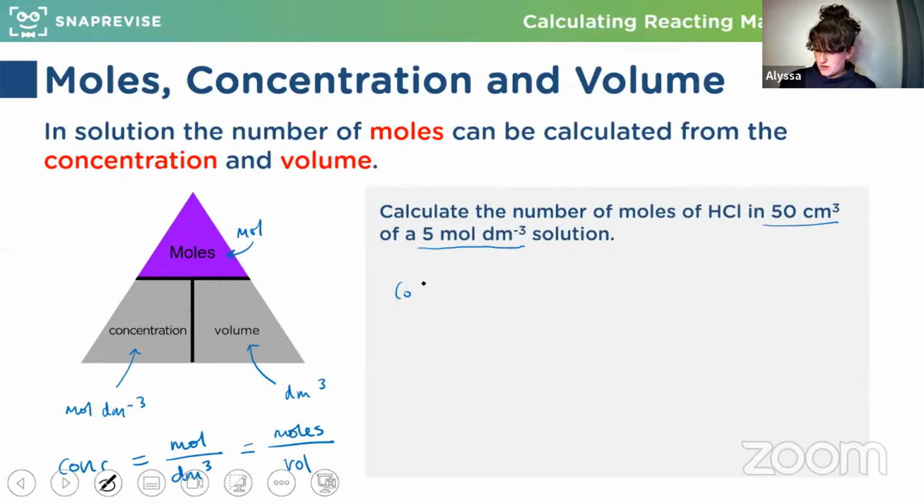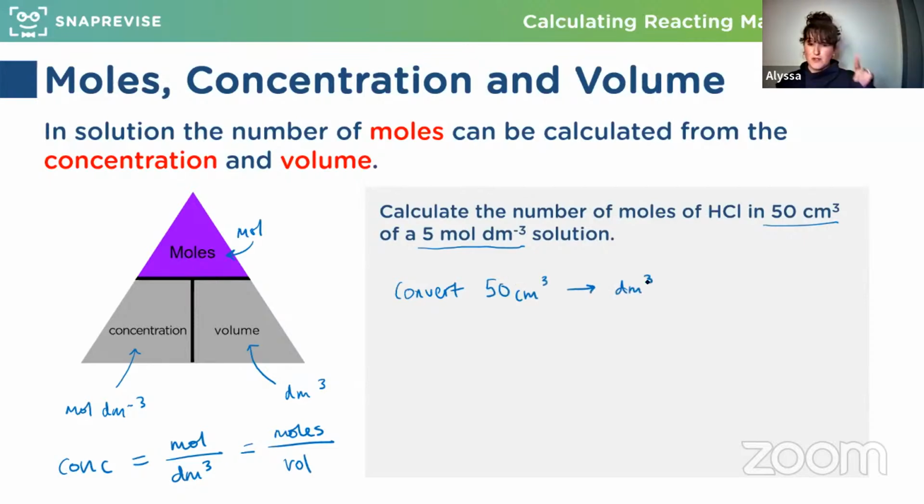Whoops, convert, not convert. Convert 50 centimeters cubed to decimeters cubed. To go that way, centimeters cubed to decimeters cubed, we divide by 1,000. Well done those of you that did that. It looks like lots of you already have, because you've all got correct answers, which is great. So 0.05 decimeters cubed. And then we're trying to work out the number of moles.